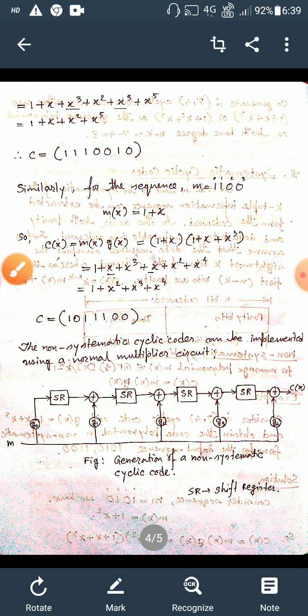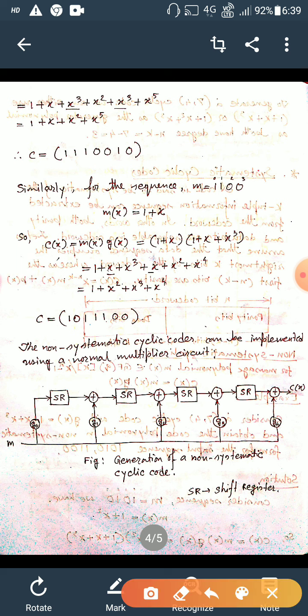Now another one, same kind of formation. The message bit is given to you as the value 1100. So this one can be written as 1 plus x, because for the initial it is x to the power of 0, plus 1 into x to the power of 1. That means this will be 1. So the message polynomial can be written as m(x) equal to 1 plus x. So what will be the code word polynomial? For the code polynomial, it will follow again the formula, that is C(x) equal to m(x)g(x).